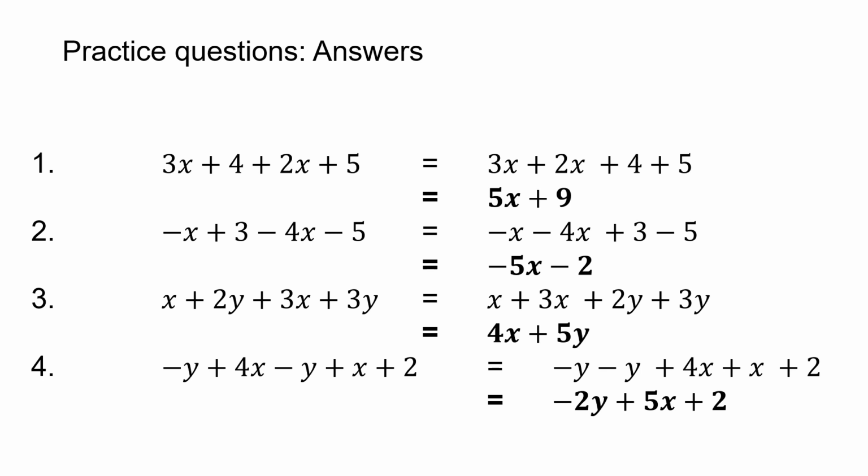Lastly, we have minus y plus 4x minus y plus x plus 2. If we group the y terms on the left this time, we have minus y minus y. Then in the middle, we have the two x terms, and we have 4x plus x. And then we have this number term on the end, plus 2. In total, this gives us minus 2y plus 5x plus 2.